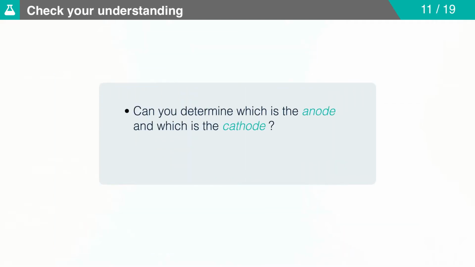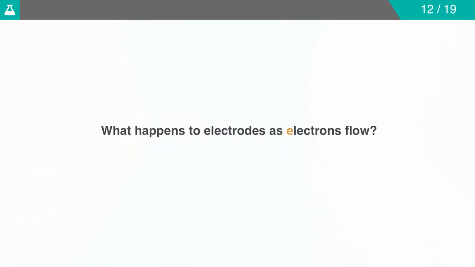Alright, let's check our understanding. Can you determine which is the anode and which is the cathode? And can you determine the flow of electrons? Okay, what happens to the electrodes as electrons flow?